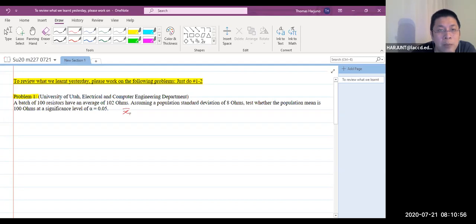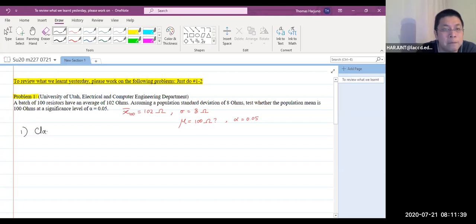Okay, problem one, a batch of 100 resistors has an average of 102 ohms. So the sample mean of 100 resistors is 102 ohms. And the population standard deviation is 8 ohms. Test whether the population mean is 100 ohms at alpha equals 0.05. That's what we know.